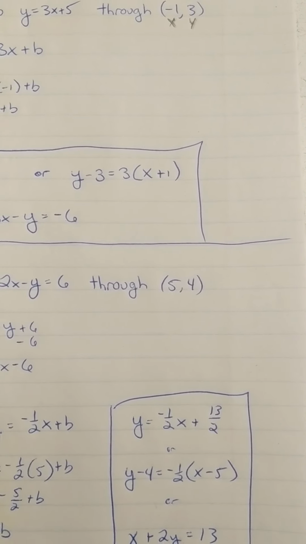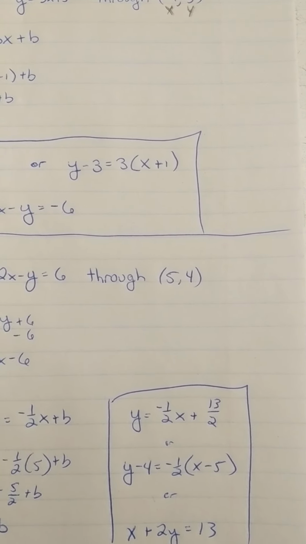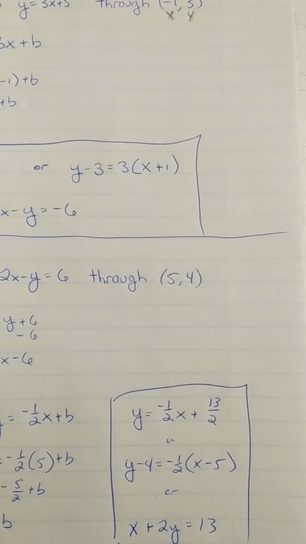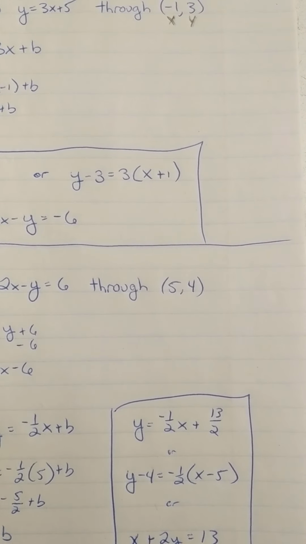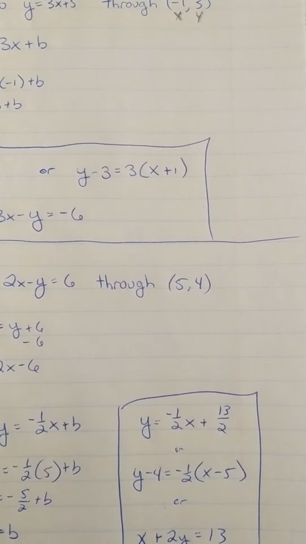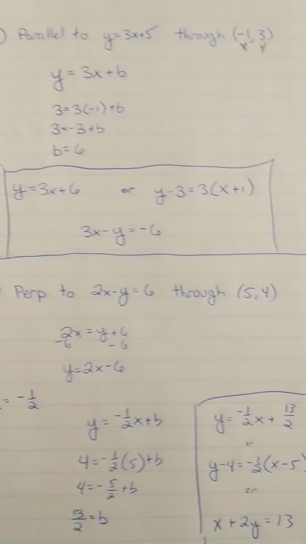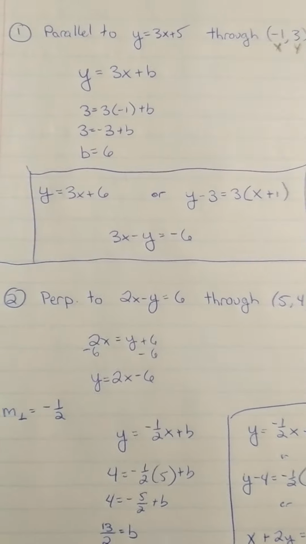So over here, I would have in slope-intercept form, point slope would have been a lot easier, just y minus 4 equals negative 1/2 x minus 5, and then of course standard form. So that's the explanation of that assignment.